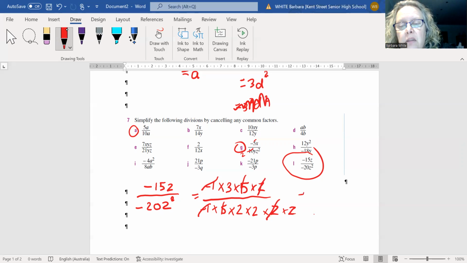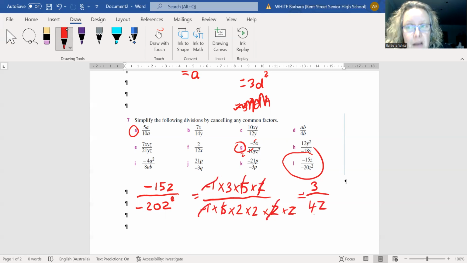And what we're left with is a 3 on the top and 2 2's, which is 4, z on the bottom.